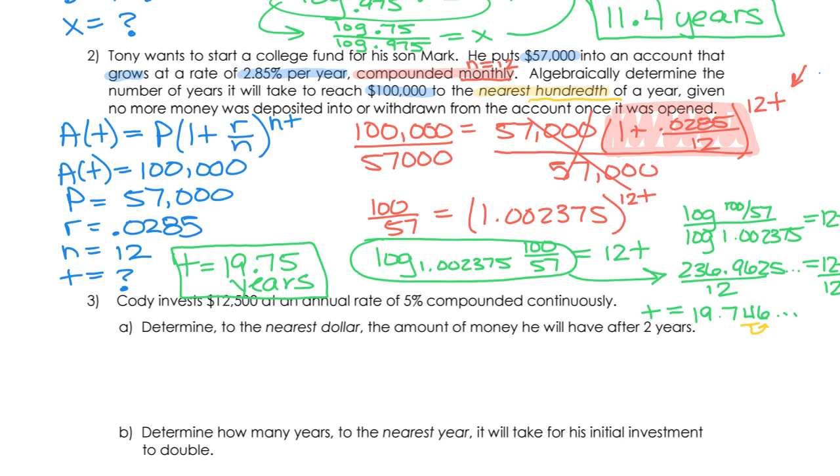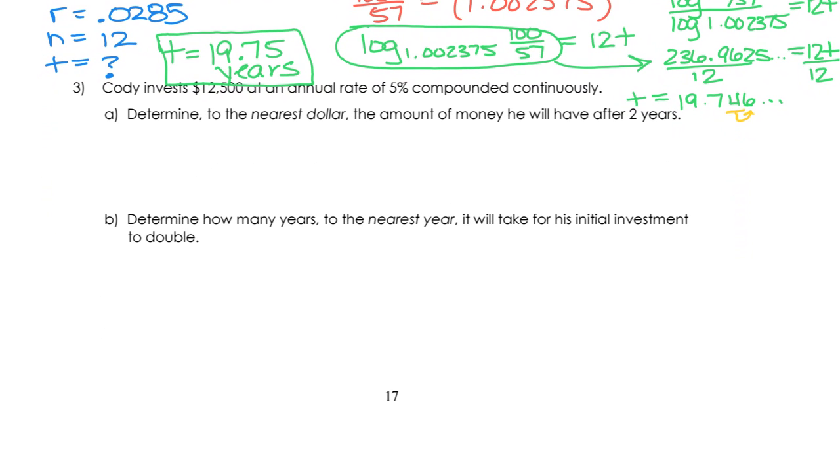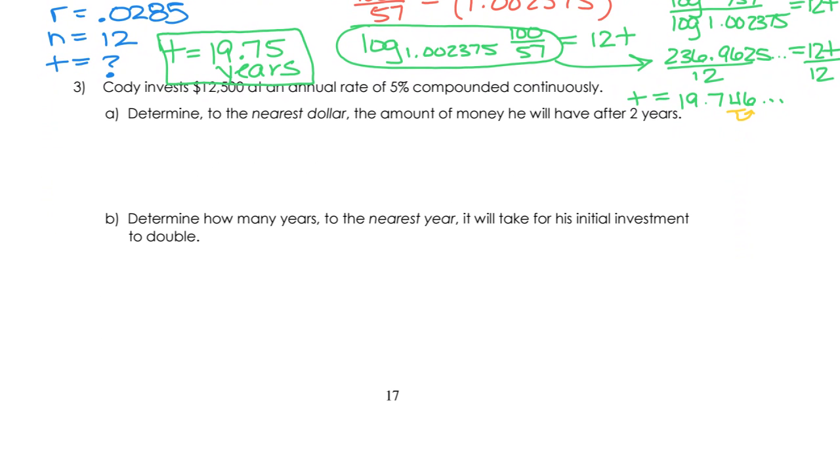Okay. All right, let's take a look at number 3. It says Cody invests $12,500 at an annual rate of 5% compounded continuously. In part A, they want us to determine to the nearest dollar the amount of money he will have after 2 years.